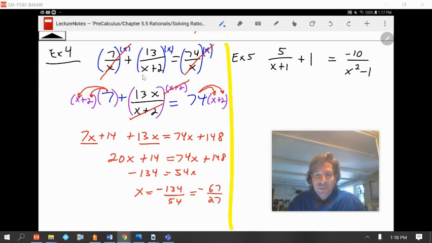So 67 and 27 don't have any common factors now, right? The fraction doesn't reduce anymore. Took out common factors. So simplifying your answer is always a big deal. You should always simplify your answer.